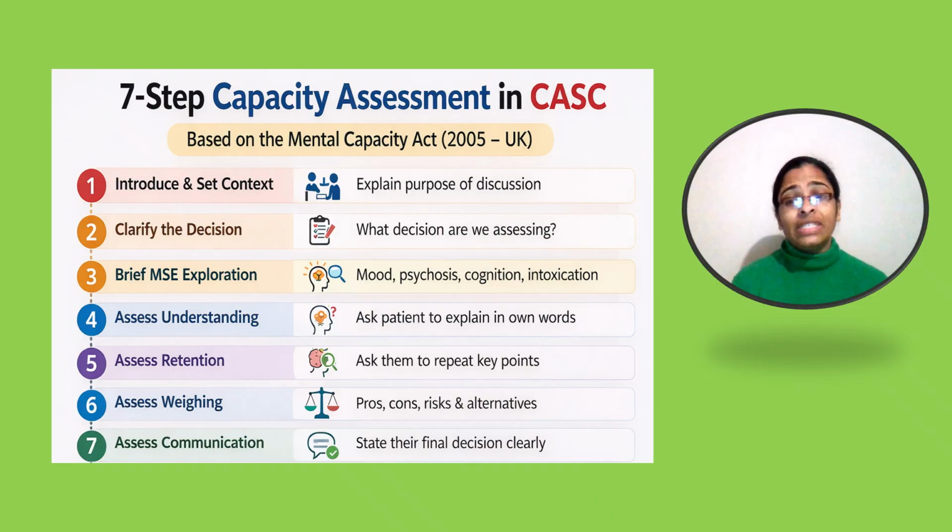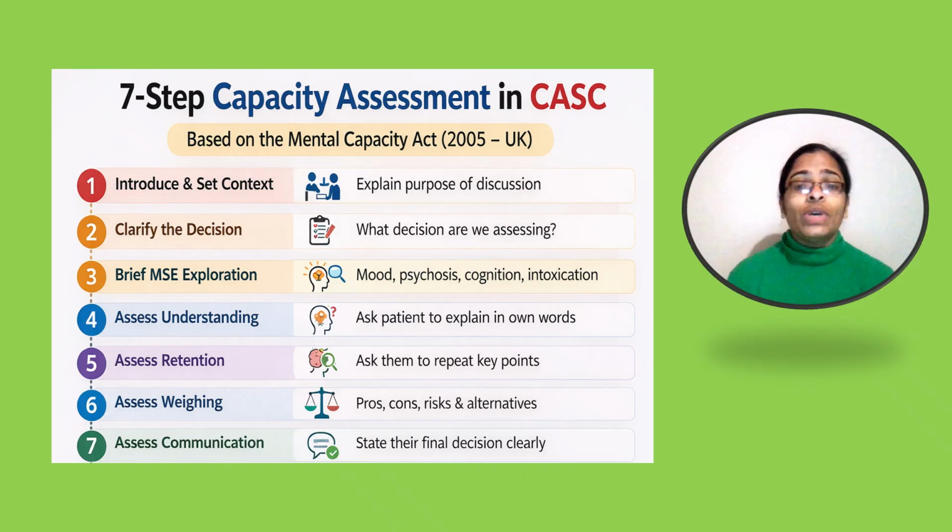So here is the 7-step framework for capacity assessment in CASC. Step 1 is to introduce and set the context, wherein you will be explaining the purpose of the discussion. Step 2 is to clarify the decision, like what decision are we assessing. Step 3 is to briefly do a mental state examination, focusing upon the mood, psychosis, cognition, or intoxication. Step 4 is to assess the understanding, wherein you need to ask the patient to explain the treatment and the condition in his or her own words.